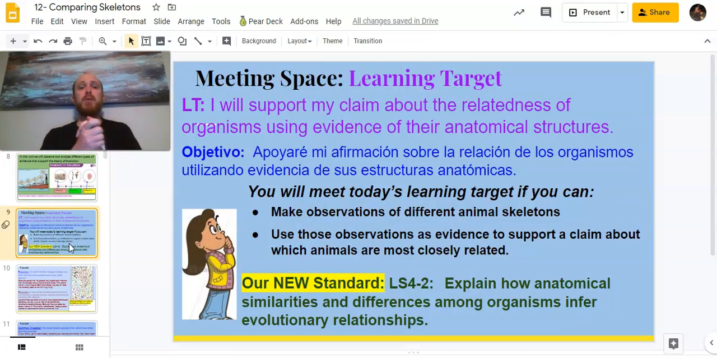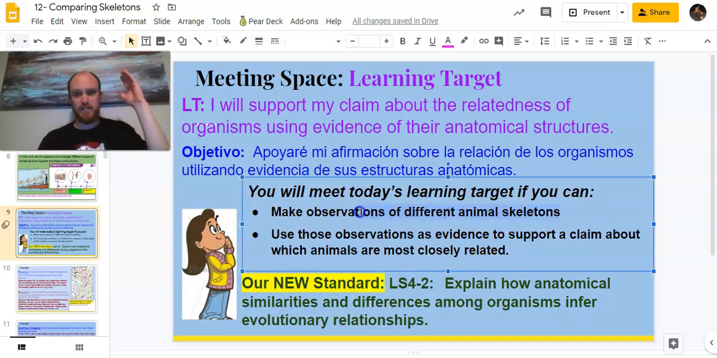Here's our learning target. Today, we're going to work to support our claims about the relatedness of organisms using evidence of their anatomical structures. Okay, so many big words. What does that mean? Okay, so that means today we're going to be making observations of different animal skeletons.